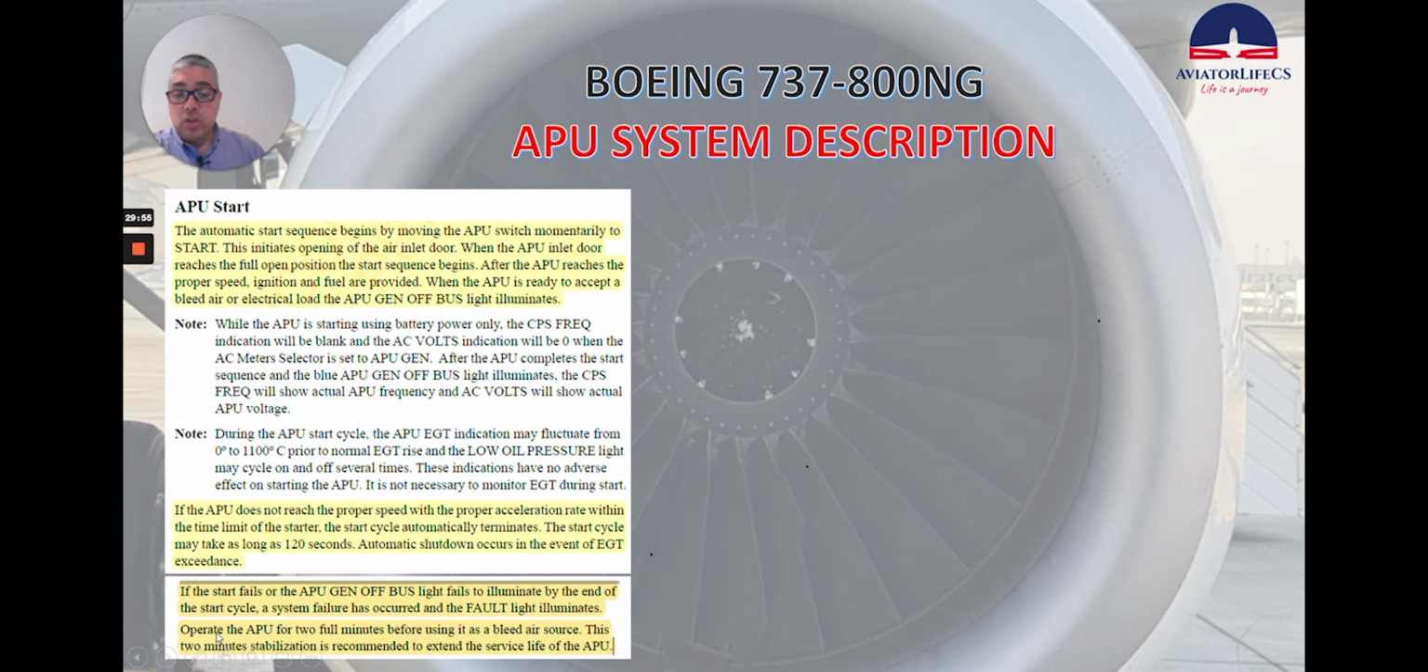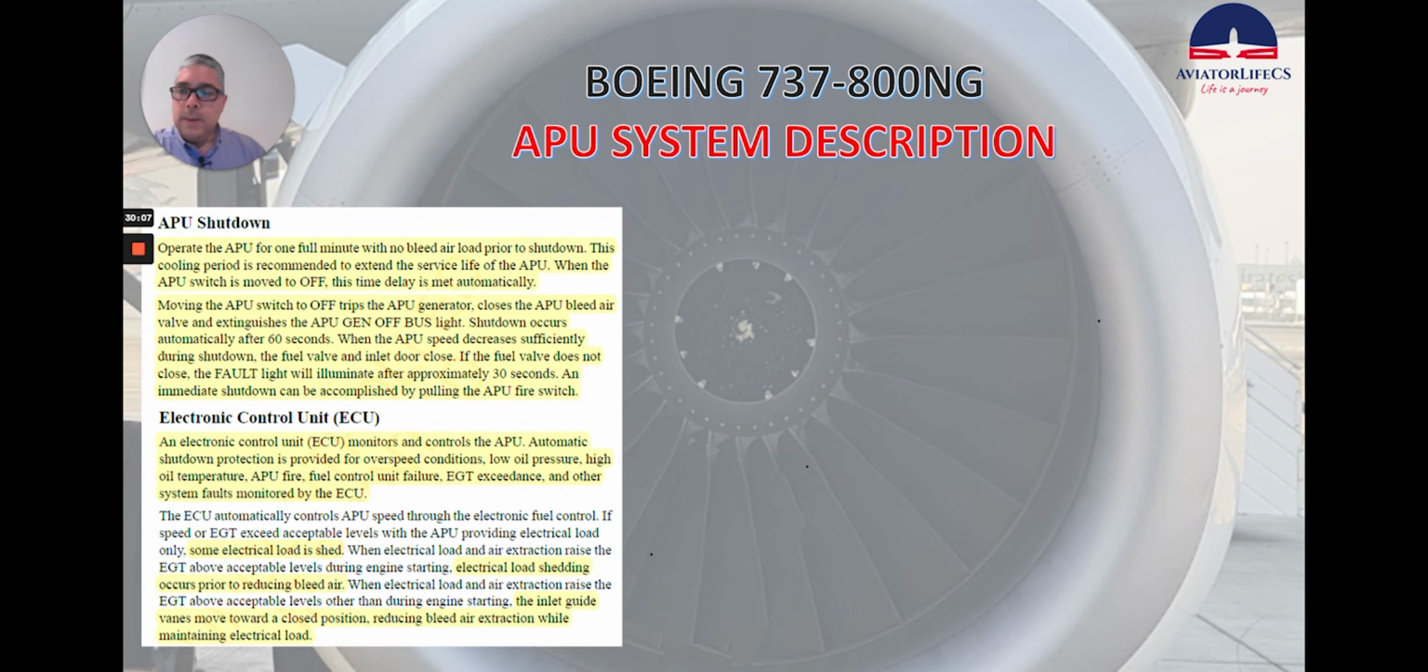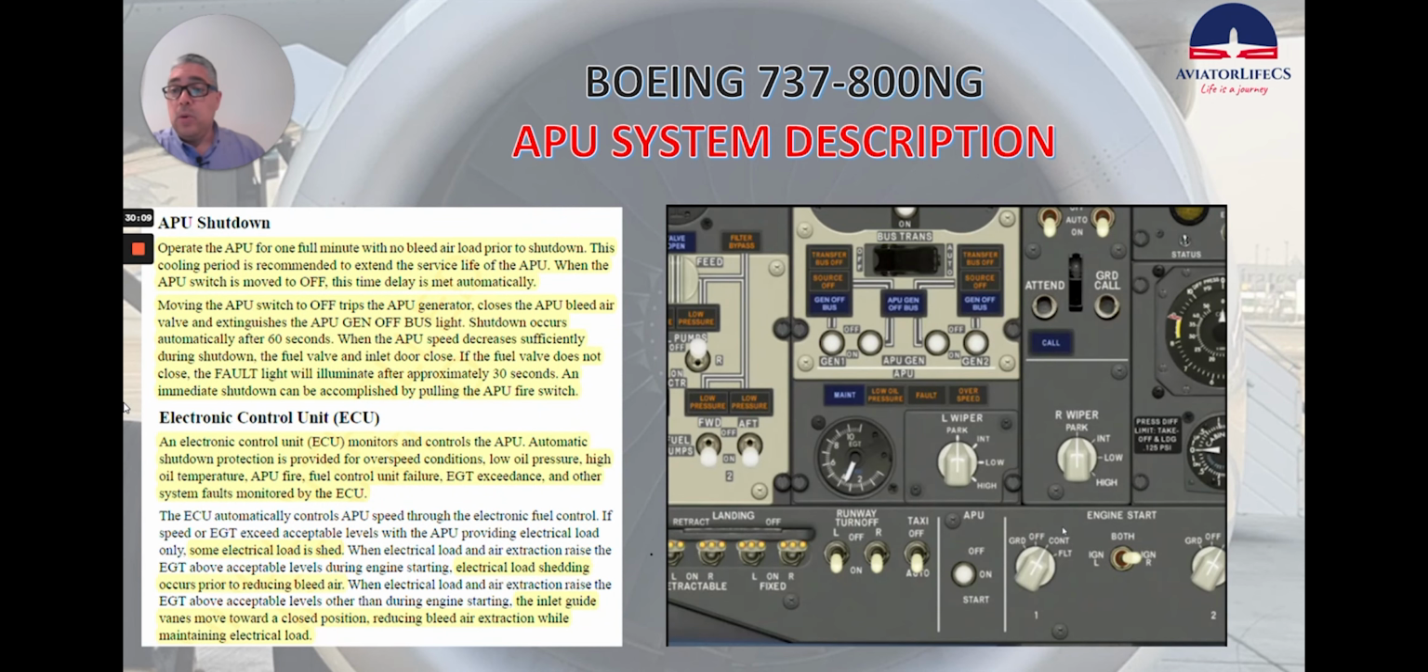Operate APU for 2 full minutes before using it as a bleed air source. This 2 minute stabilization is recommended to extend the service life of the APU. Now, if we talk about the shutdown of the APU, operate the APU for 1 full minute with no bleed air load prior to shutdown. This cooling period is recommended to extend the service life of the APU. When the APU switch is moved to off, this time delay is met automatically.